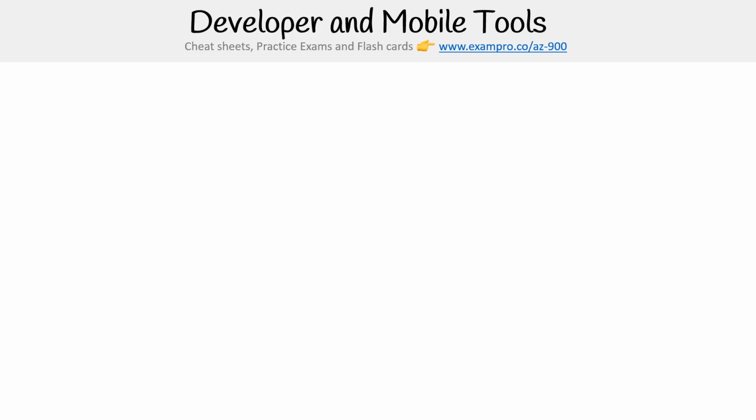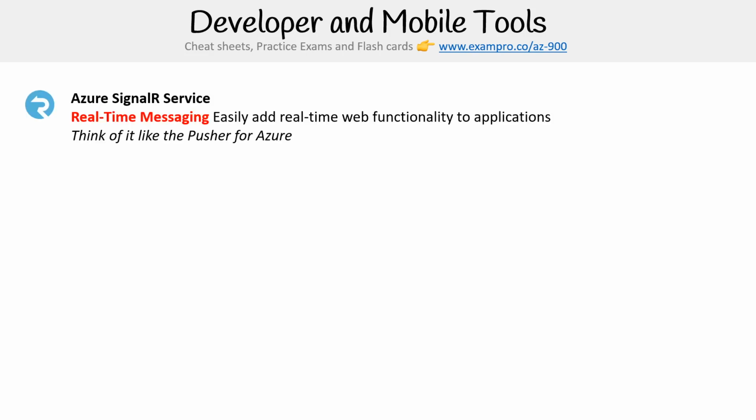Hey, this is Andrew Brown from Exam Pro, and we are looking at developer and mobile tools that are commonly used with Azure. So the first on the list is Azure SignalR Service, and this is a real-time messaging service, not to be confused with Azure's notification service. This is for easily adding real-time web functionality to applications. So if you ever heard of Pusher, it's just like Pusher. So that is the equivalent there.